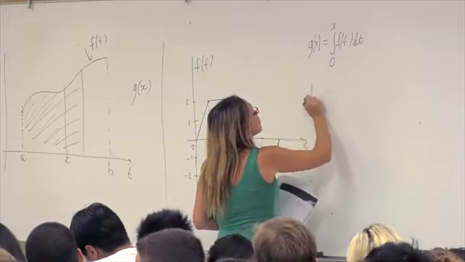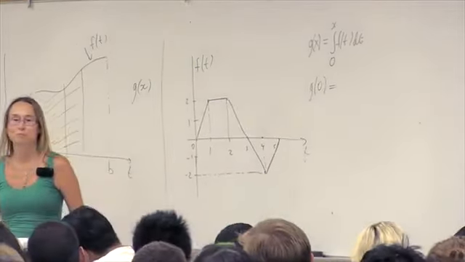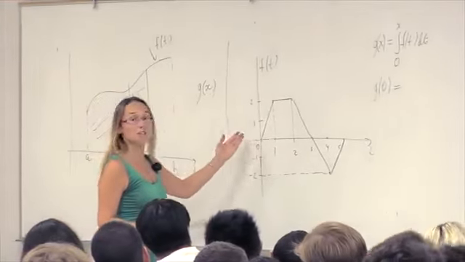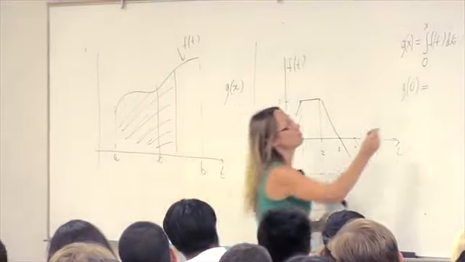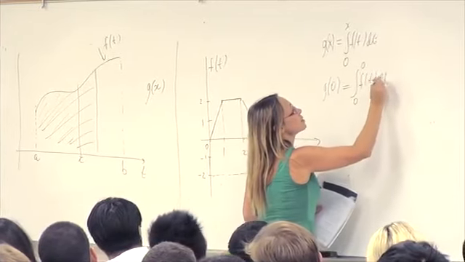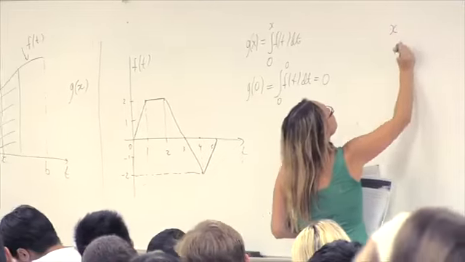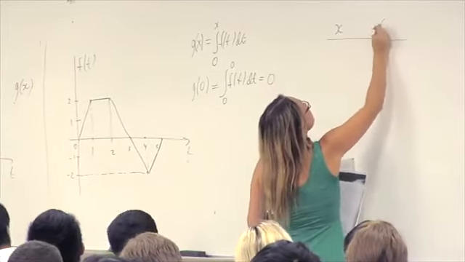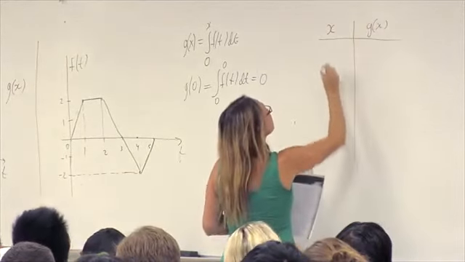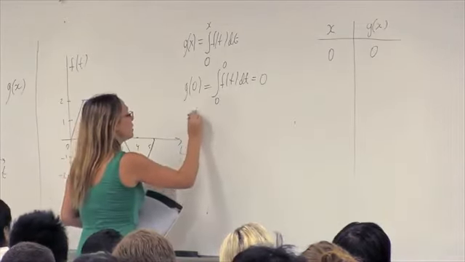dt. So first, let's figure out g of 0. What's g of 0? It's 0. I integrate from 0 to 0. Obviously, this is 0. So I can write it here. Like this.